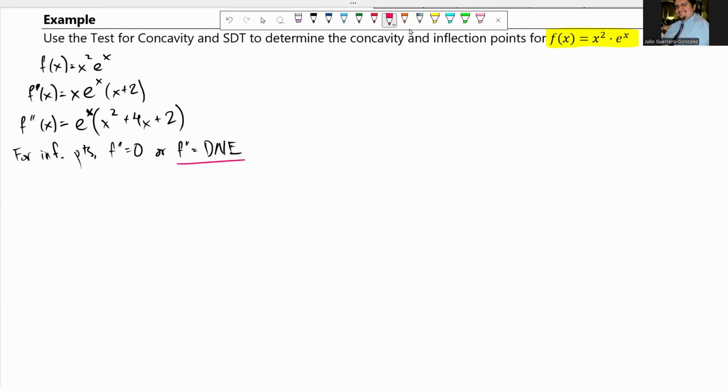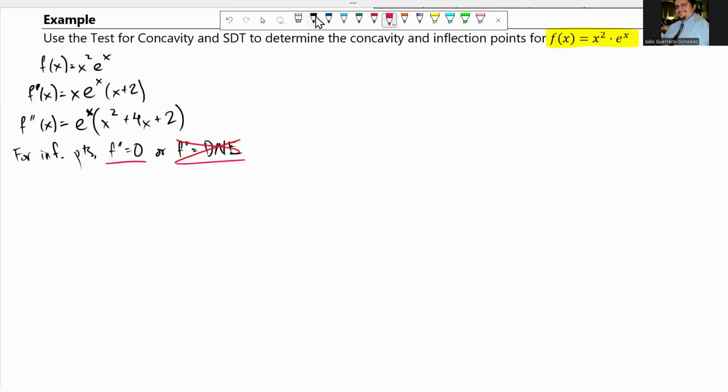We have the same issue here. There's no square root in my F double prime. There's no division, so I'm not going to be dividing by 0. And there's no logarithm, so I'm not going to be taking the logarithm of anything. So I'm good to go. This one, we don't have to worry about.